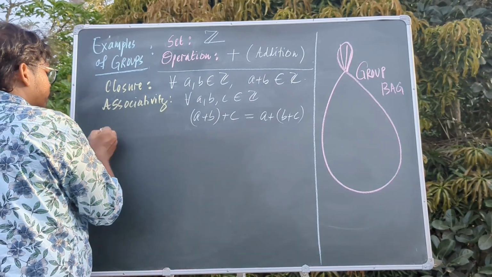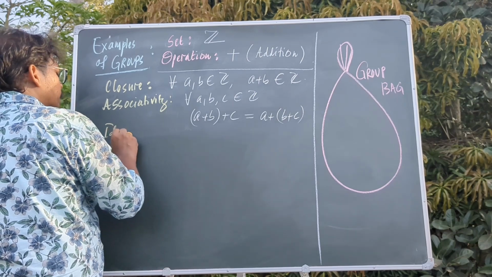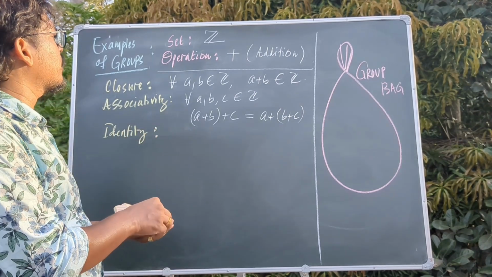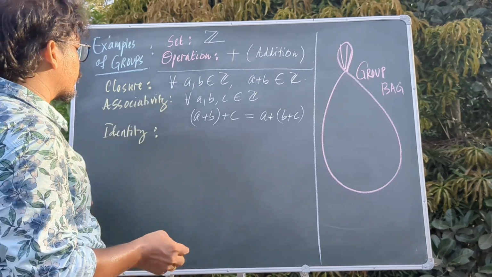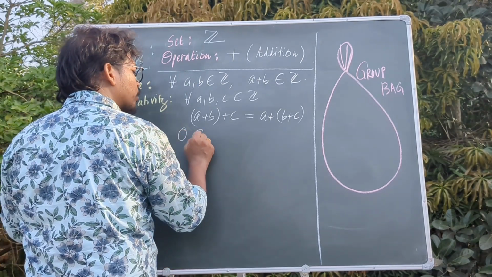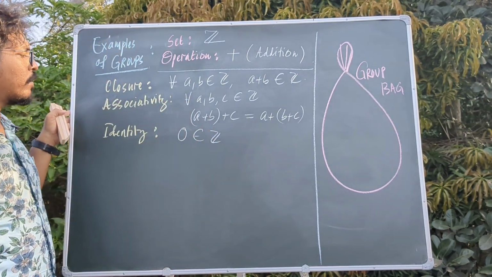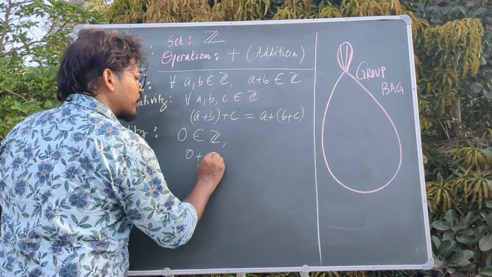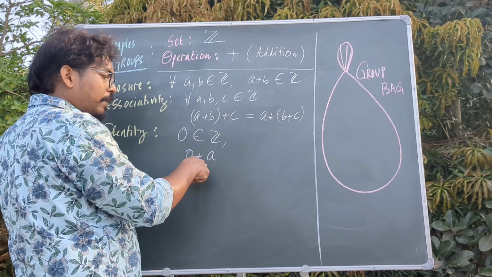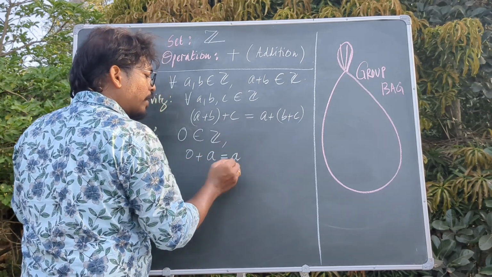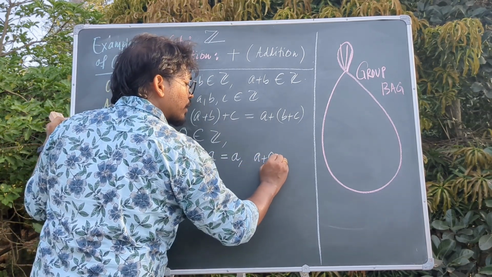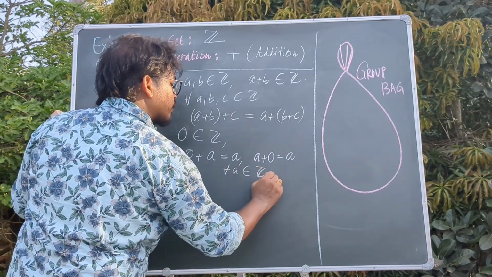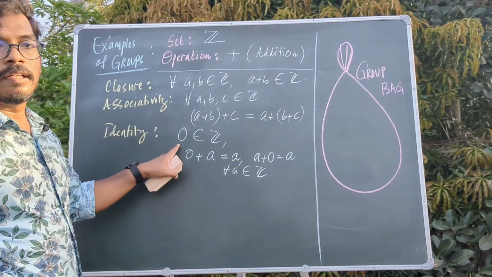Next we have identity. Is there any identity in the set of integers under the operation addition? Yes, we have 0, an element of the integers, and 0 plus any integer A is the same as A, and A plus 0 is the same as A for every A in the set of integers. So we have an identity.